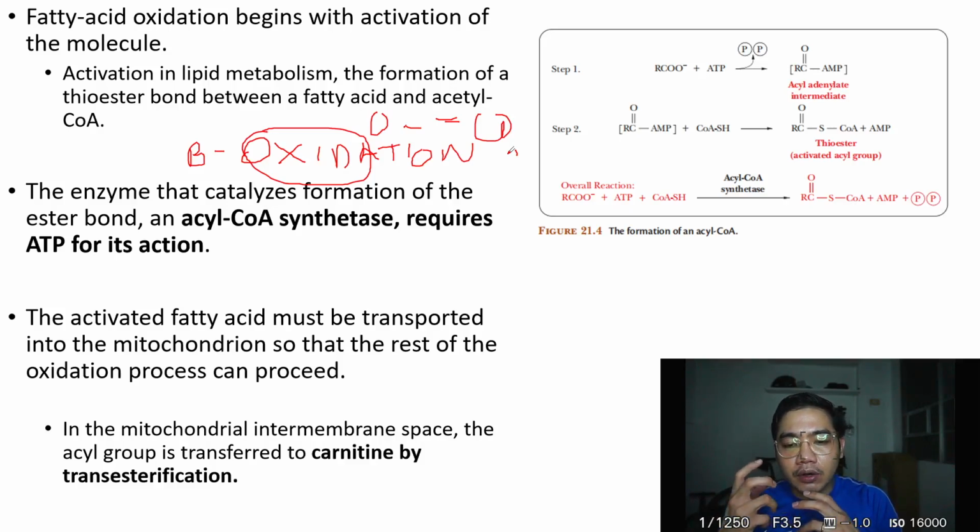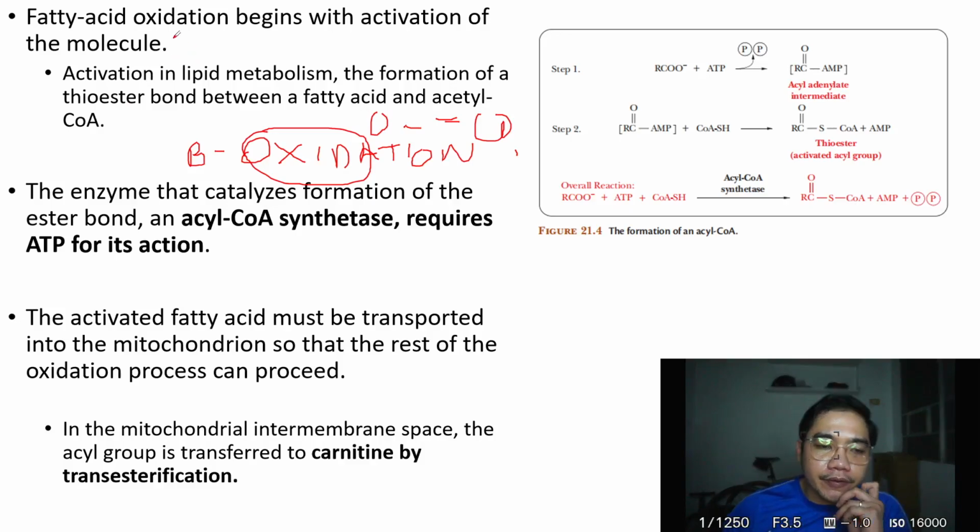Because it needs oxygen, and it has a longer process in comparison to your glycolysis. So eventually there will be overlap between your glycolysis and your beta oxidation, especially when it comes to producing ATP. But let's start with your fatty acid metabolism.